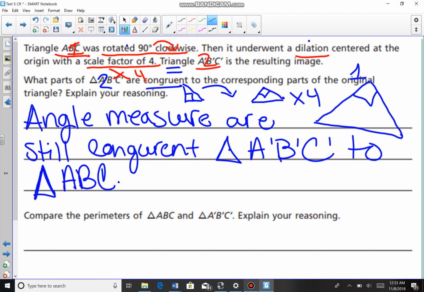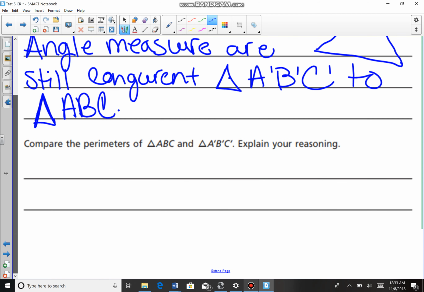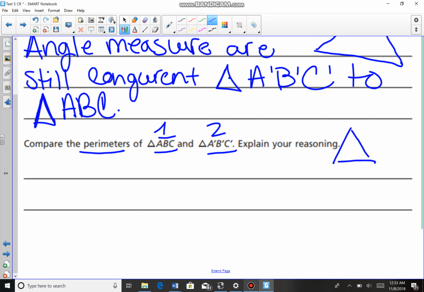Okay, our next part tells us to compare the perimeters of ABC, the first triangle, to ABC prime, the second triangle, and explain your reasoning. Well, perimeter measures the distance around. So this side plus this side plus this side. So if I had to multiply everything by 4, then the new perimeter of the new triangle should be 4 times bigger.